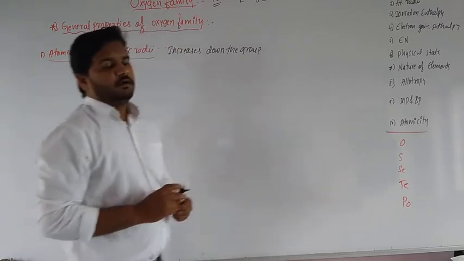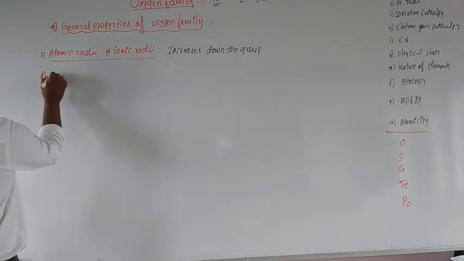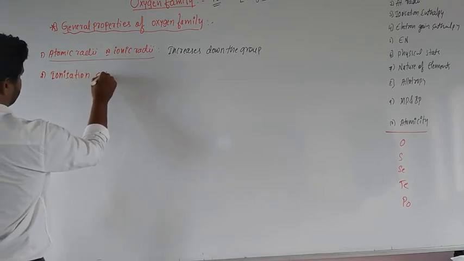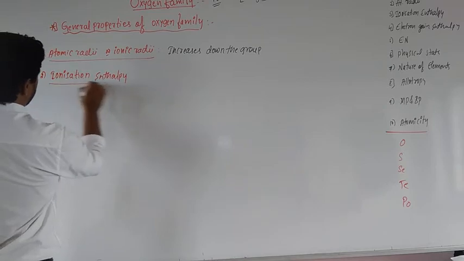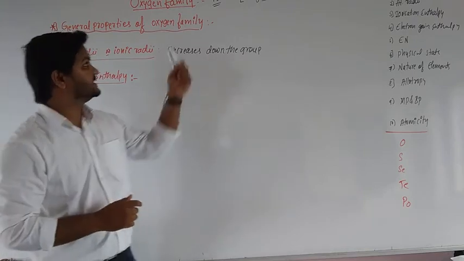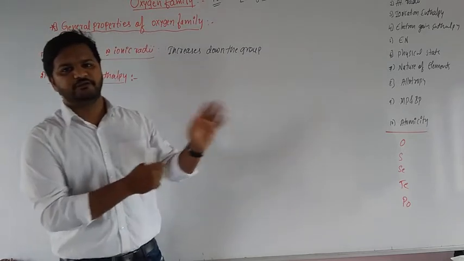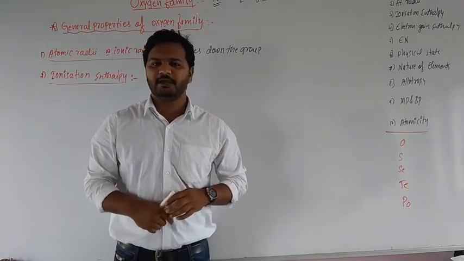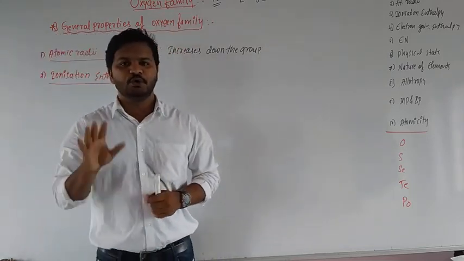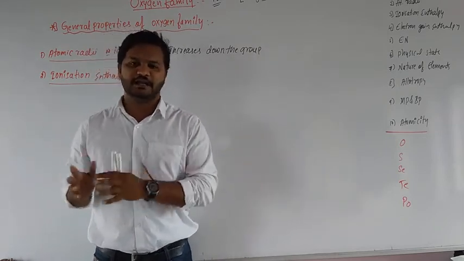And next one, ionization enthalpy or ionization energy: the amount of energy required to remove an electron from an isolated gaseous atom. Ionization enthalpy of group 16 family members is lower as compared to group 15 family members, because the nitrogen family has a stable electronic configuration.